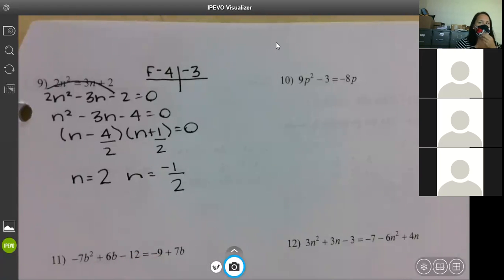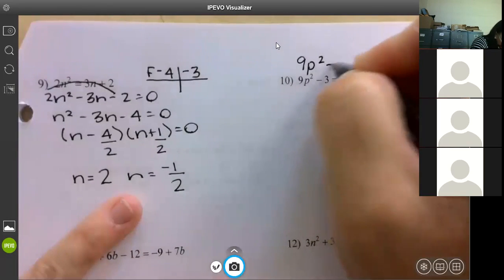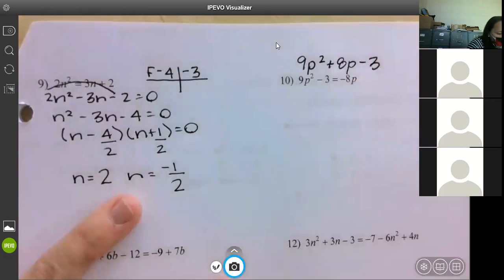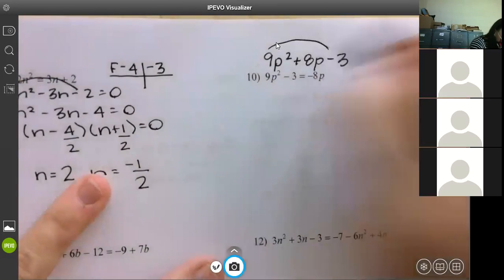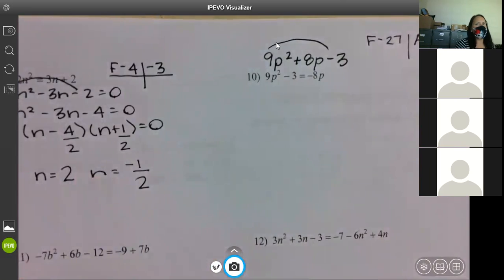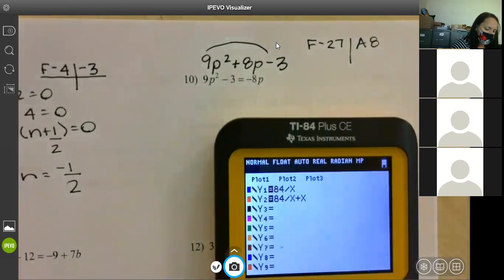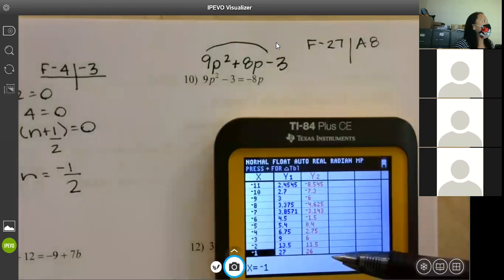What do I need to move? -8. It becomes a positive and it goes in the middle. So I don't have a GCF. Nothing will go into 9, 8, and 3. So I'm going to try this. Factors of -27 that add to 8. Now, if I'm not very good at my factors, remember I can put it in my calculator: -27 divided by x, plus x. And I'm looking for a +8. See how it skipped over it from 6 to 11.5?